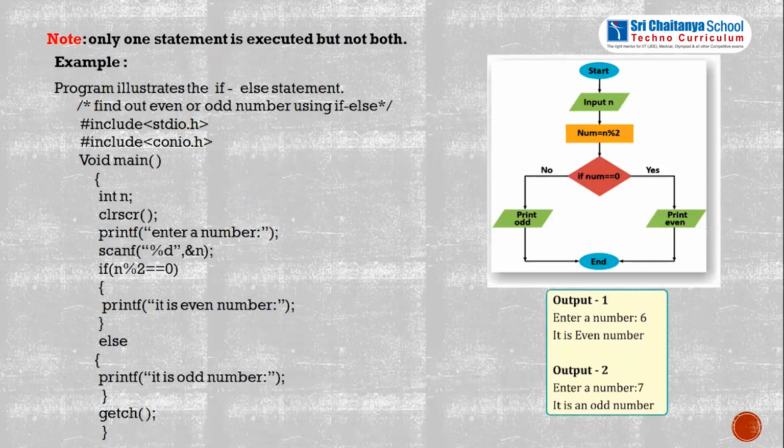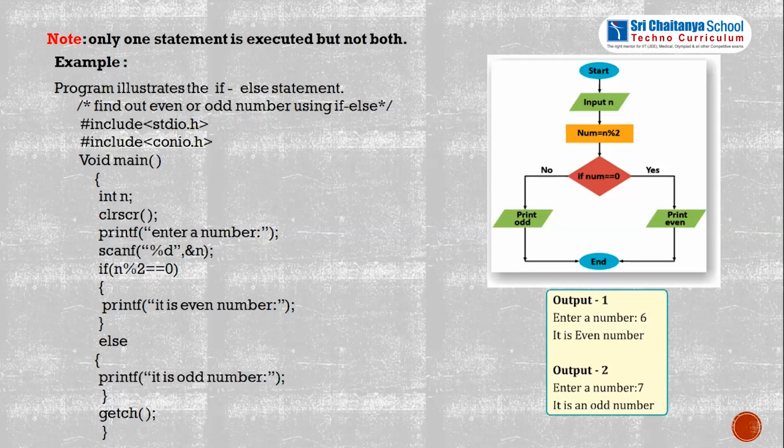Before that, let's see an example here. Now we are going to see the same scenario wherein we check if the number is even or odd. But the only difference is, instead of using two if statements, we are going to use one single if else statement. Look at the example. void main, int n. We are declaring a variable n. clrscr. After that, we have printf enter a number and we are getting it and saving it in n. Now, if n modulo 2 is double equal to 0, printf it is an even number.